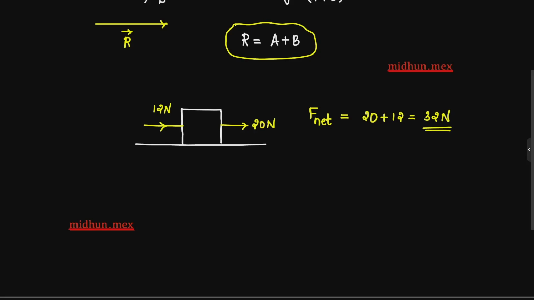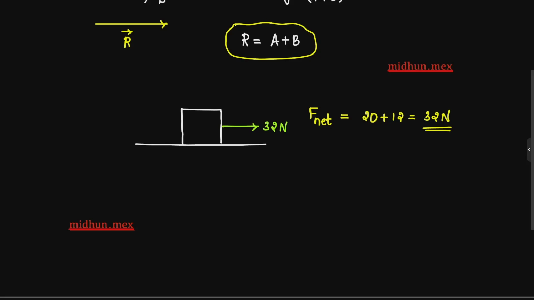If you ask me in which direction this 32 Newton will be acting, we know 20 towards right, 12 towards right, therefore A plus B will also be towards right. So this 32 Newton force will be acting towards right. What this means is that you can remove this 12 Newton, you can remove this 20 Newton, and simply keep the 32 Newton instead. So using vector addition, we are simplifying a problem.